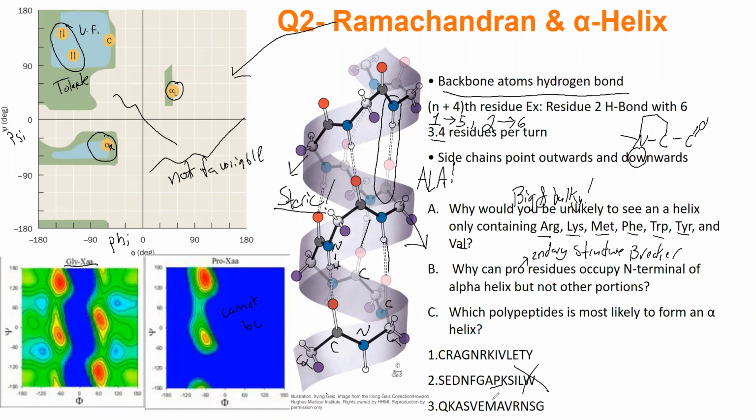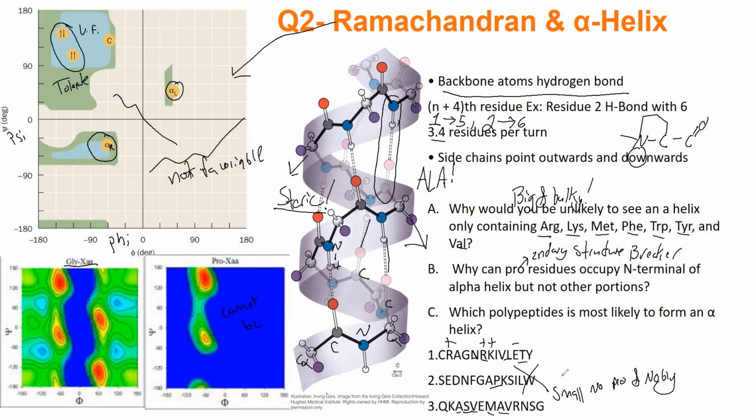So we just have to look at sizes now. If we look at 1, we have a lot of positive charge right there, and we have some big bulky side chains. While in 3, we have some smaller amino acids, a lot of alanines. So when deciding what is going to make a good alpha helix, it's usually small amino acids, no proline, and also really no glycine.